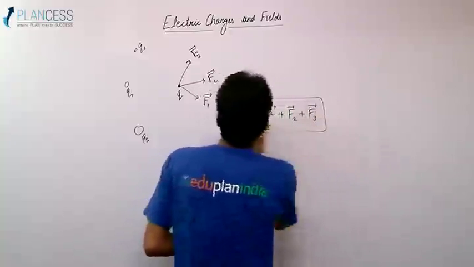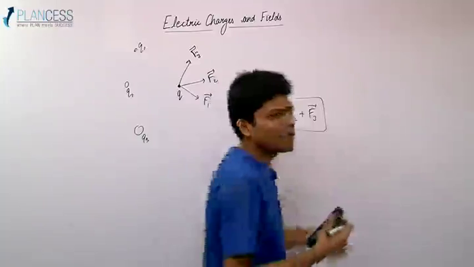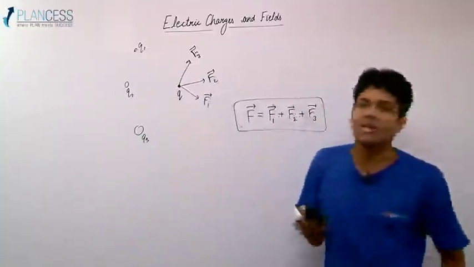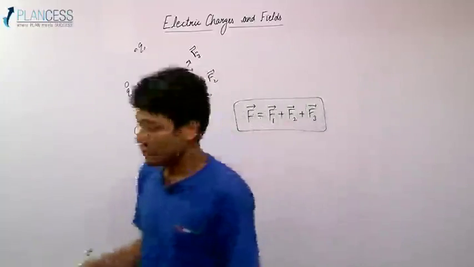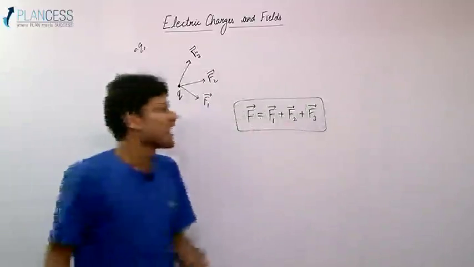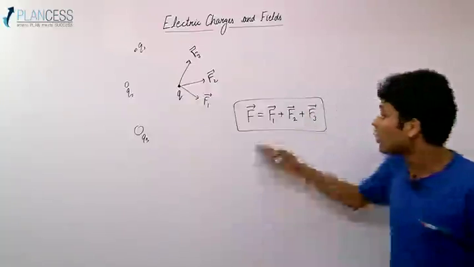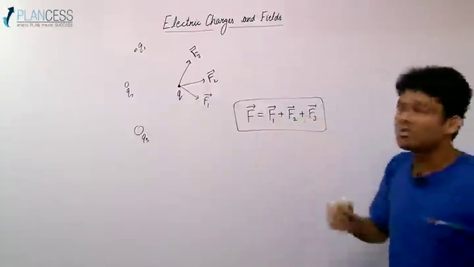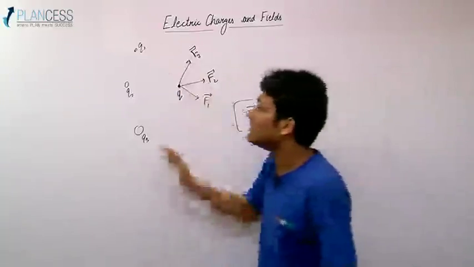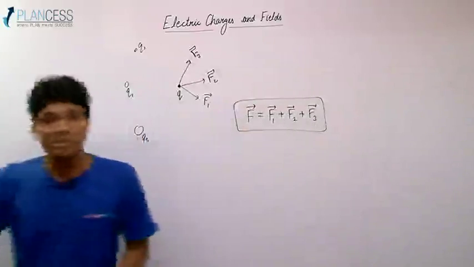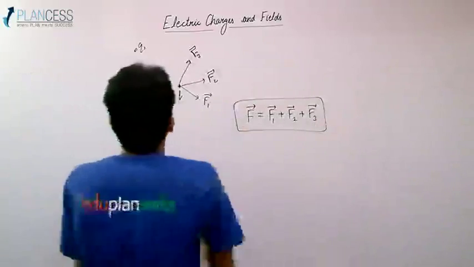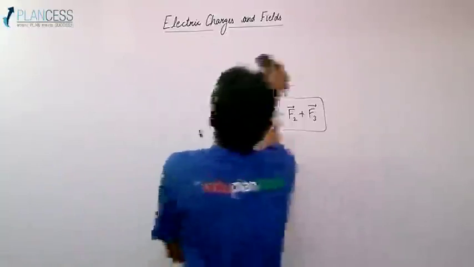So this is the principle of superposition. It is not basically a formula, it is a concept that the total amount of force that is exerted on an electric charge is the vector sum of all the forces which are independently exerted by these three charges. So this is the principle of superposition. Now let's solve a question based on the principle of superposition.